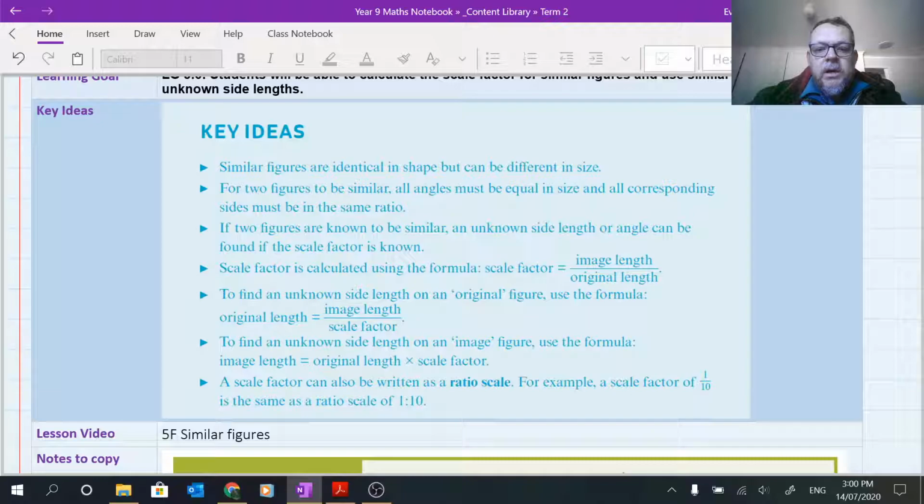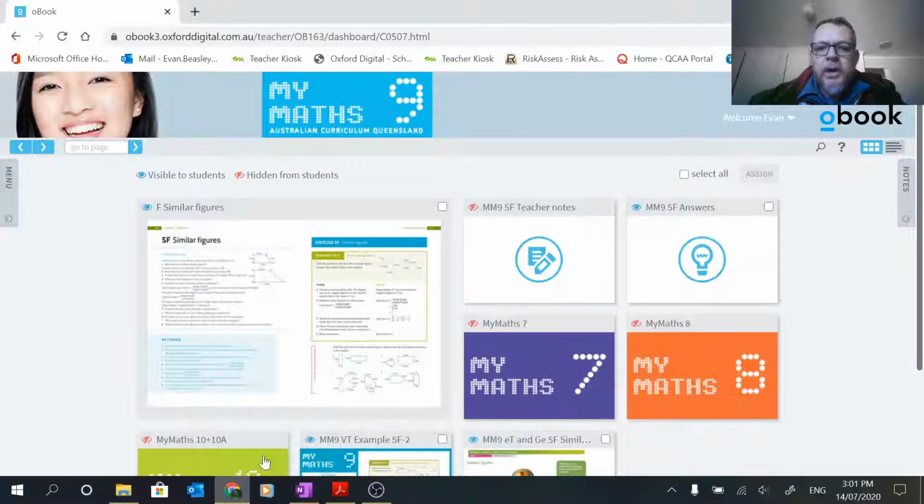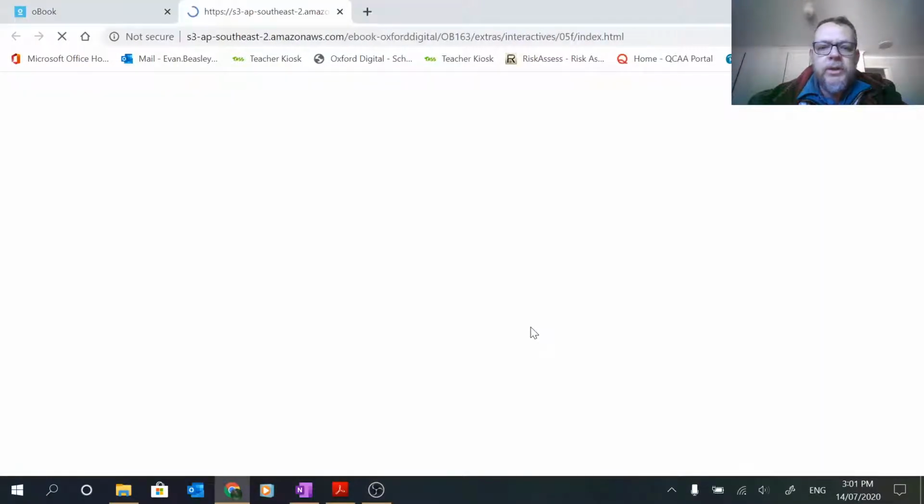Now, to find an unknown side length of an original figure, use the formula: original length equals image length over scale factor. To find an unknown side length on an image figure, use the formula: image length equals original length multiplied by the scale factor. Now, scale factor can also be written as ratio scale. For example, a scale factor of 1 to 10 is the same as a ratio scale of 1 is to 10.